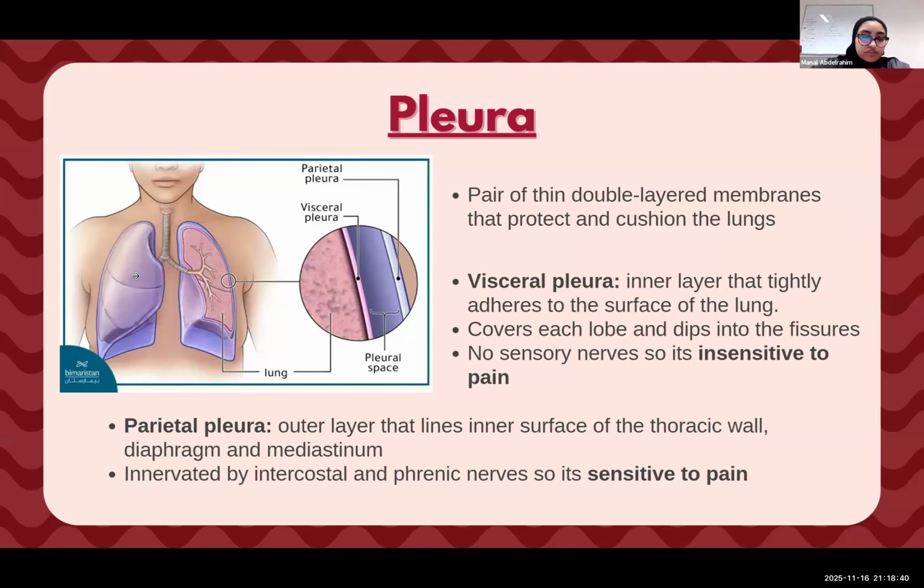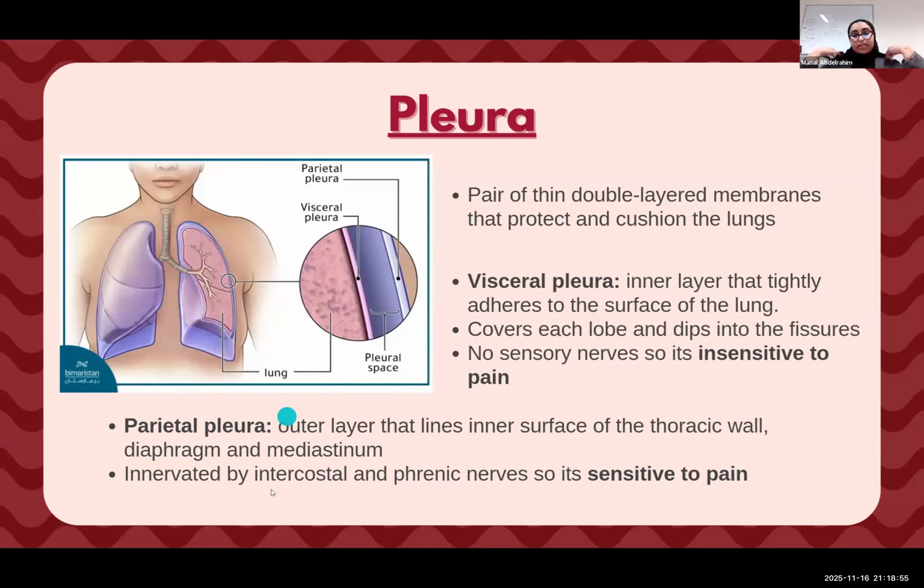For the parietal pleura, here we have the visceral and then parietal. It's the outer layer, and it lies on the inner surface of the thoracic wall. It's right underneath the thoracic wall. It's innervated by intercostal nerves and the phrenic nerves.